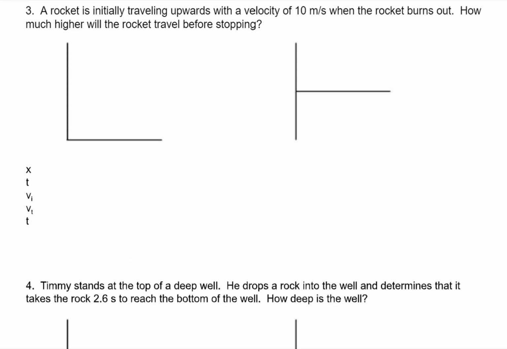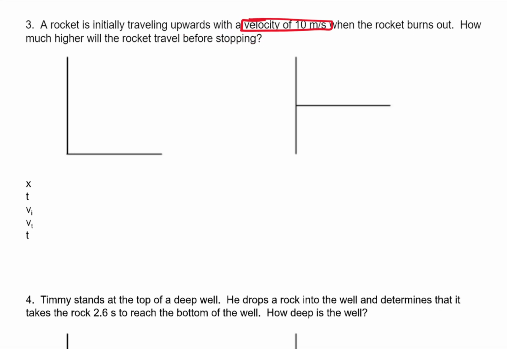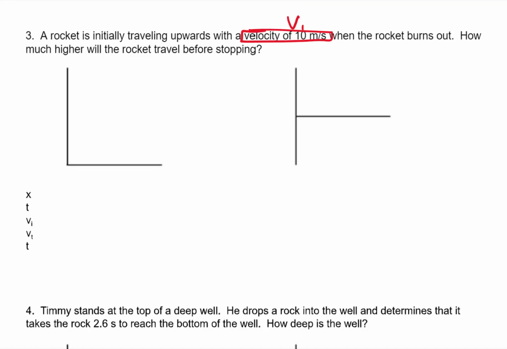All right, for our next question, we've got a rocket initially traveling upwards with a velocity of 10 meters per second. So that upward velocity is our initial velocity. That's how fast we're going to begin with, and the rocket burns out.